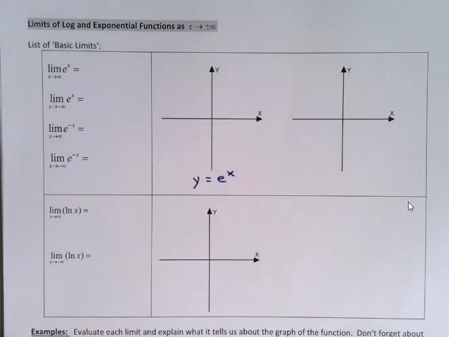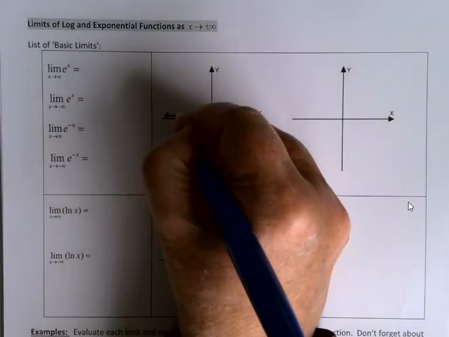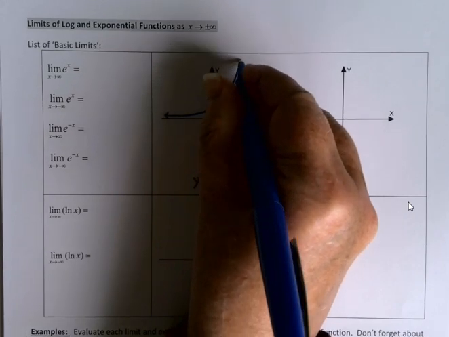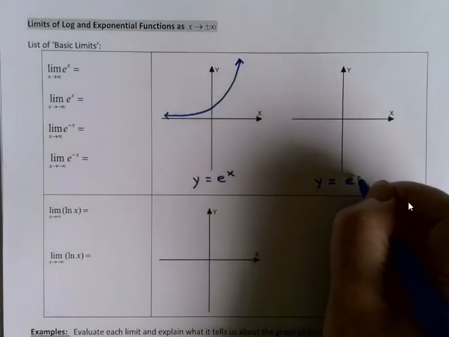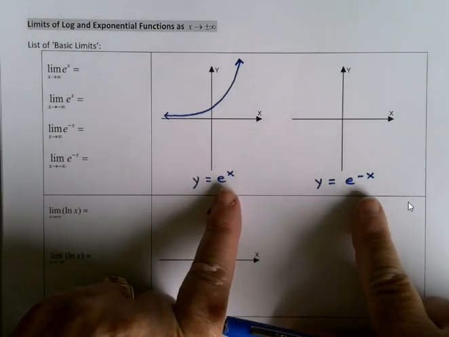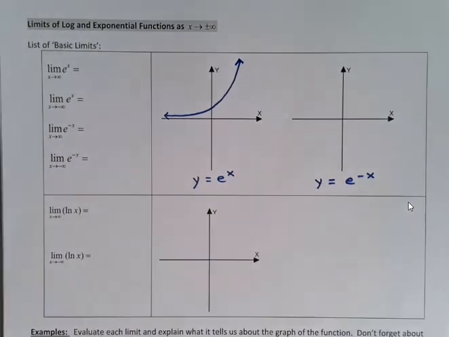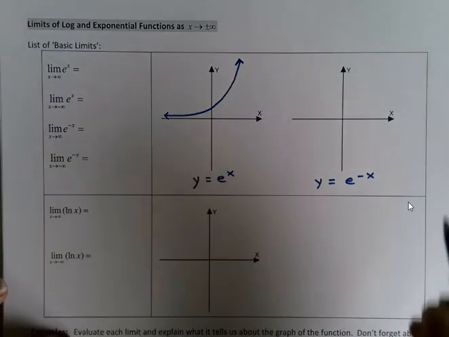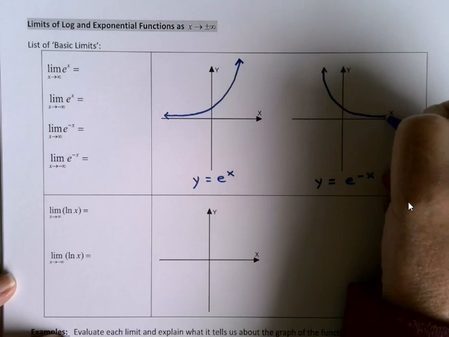Y equals e to the x, just a typical exponential growth function, right? Looks like that. And y equals e to the minus x would be reflected across the y-axis because of the negative, or you can think of it as your exponential decay function. And that one's going to look like this.